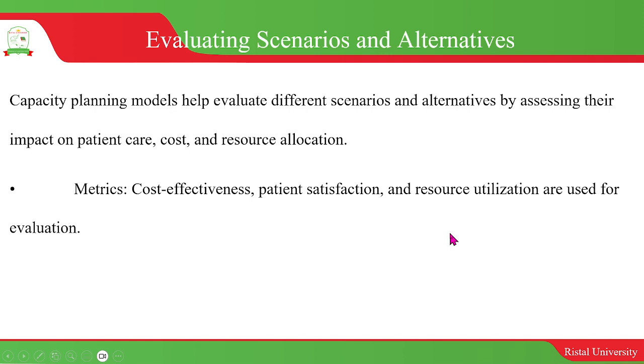Evaluating scenarios and alternatives. Capacity planning models help evaluate different scenarios and alternatives by assessing their impact on patient care, cost, and resource allocation. The metrics it uses are cost effectiveness, patient satisfaction, and resource utilization. These are the three things that we shall be monitoring, evaluating in these scenarios.